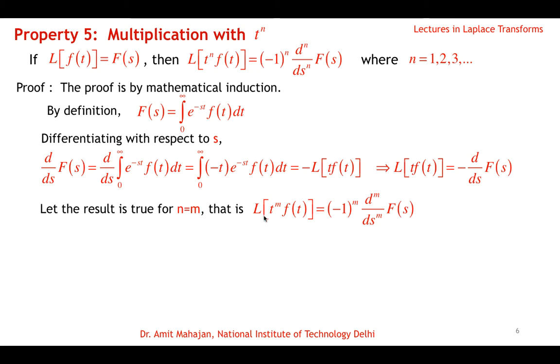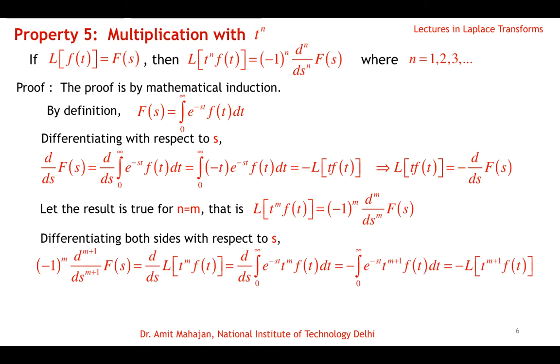That means the Laplace of t power m f(t) is minus 1 raised to power m and the mth derivative of F(s). Now to prove that the result is true for n equal to m plus 1, we differentiate this result with respect to s one time on both sides. So differentiating this equation with respect to s on both sides.